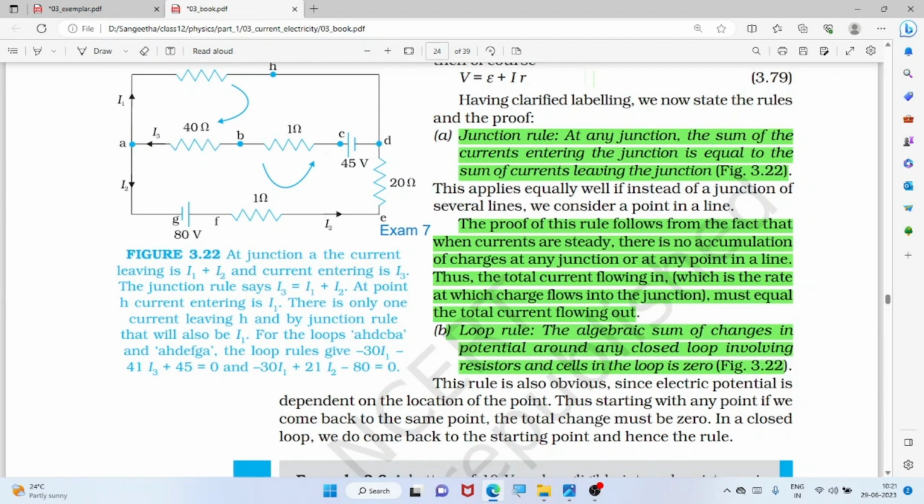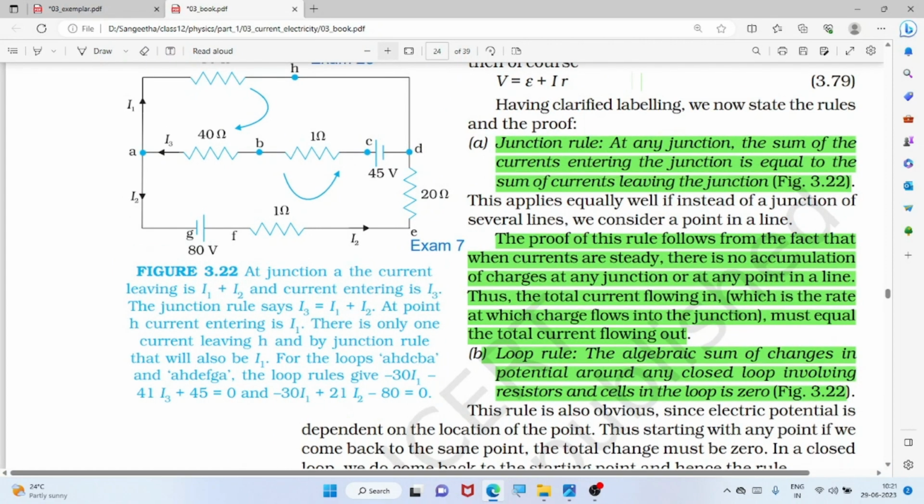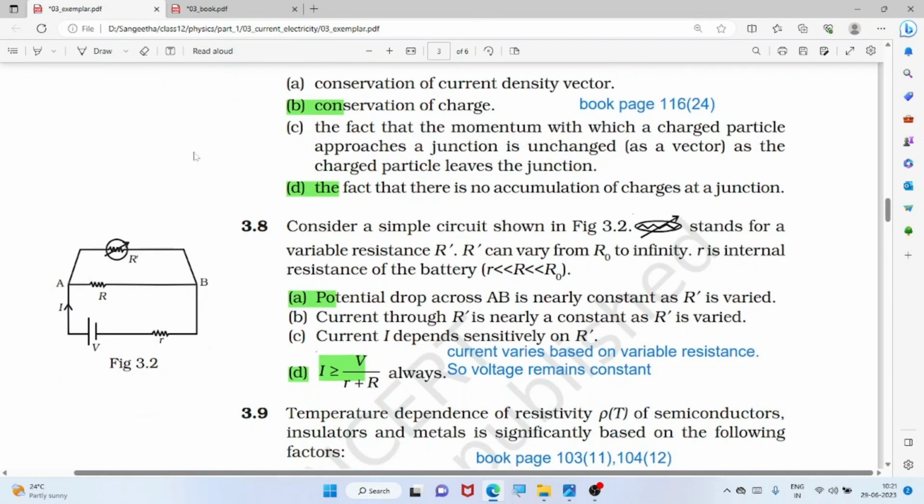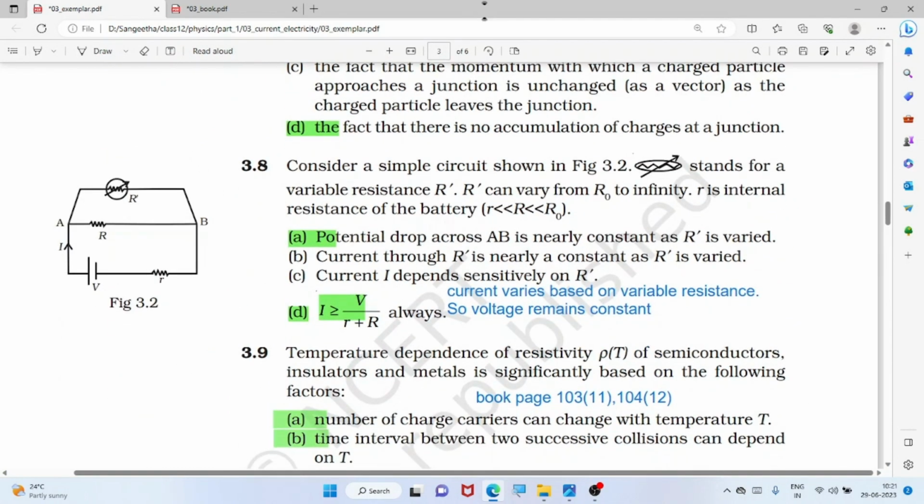Okay, this is the rule. We can go through this rule. This is the current rule and junction rule. Consider the simple circuit here. R stands for the variable resistance. Voltage can vary from R to infinity.